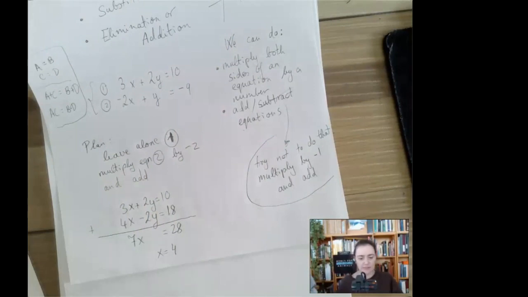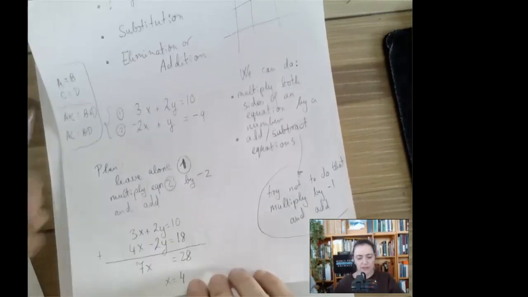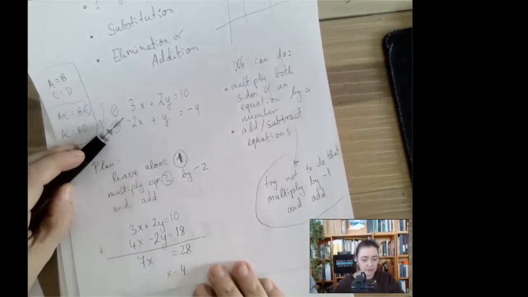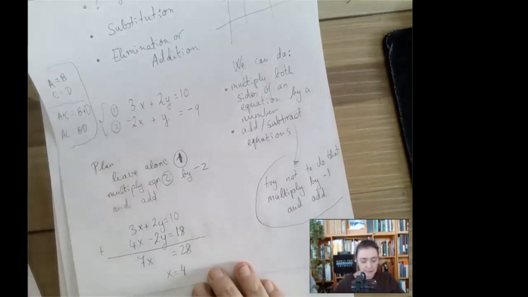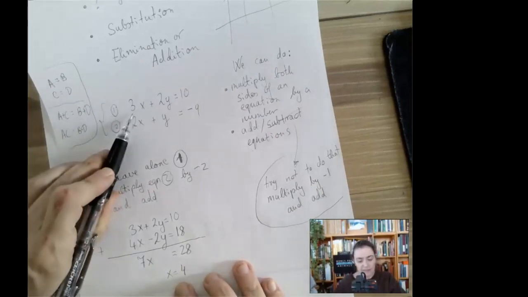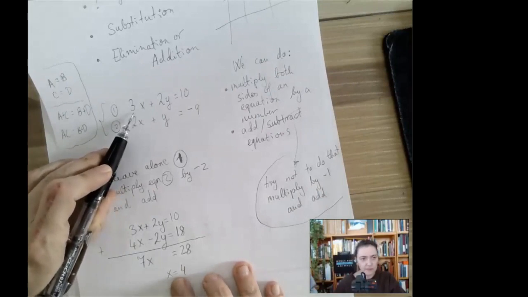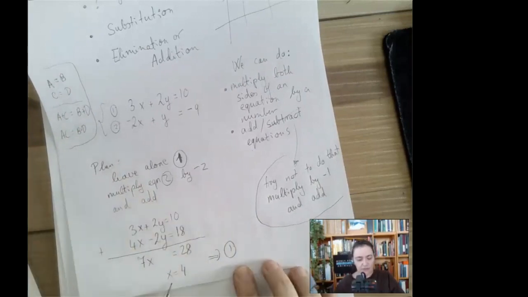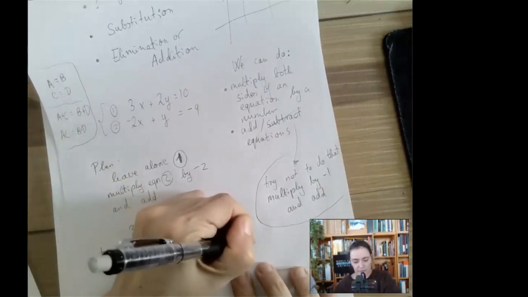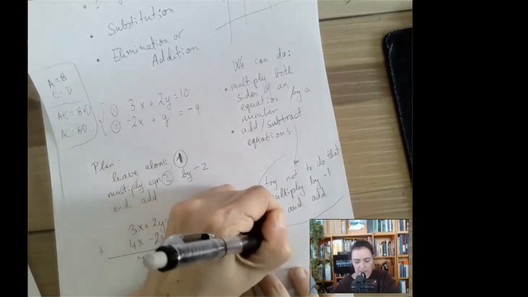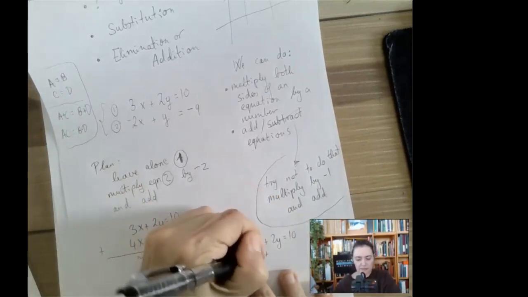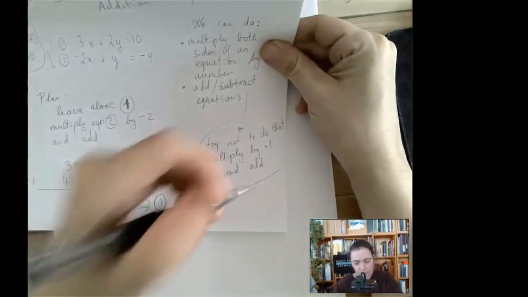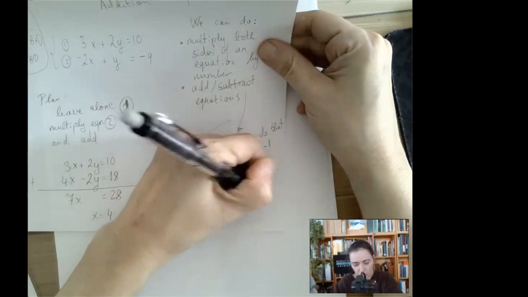It's no longer a system. You take x equals 4 and you take it into any of the two equations and you solve for the missing value for y. Should be the same, obviously, right? If we take the first equation, 3 times 4 is 12. So we take this information into the first equation, 3 times 4 plus 2y equals 10. 12 plus 2y is 10. 2y is negative 2, y is negative 1.